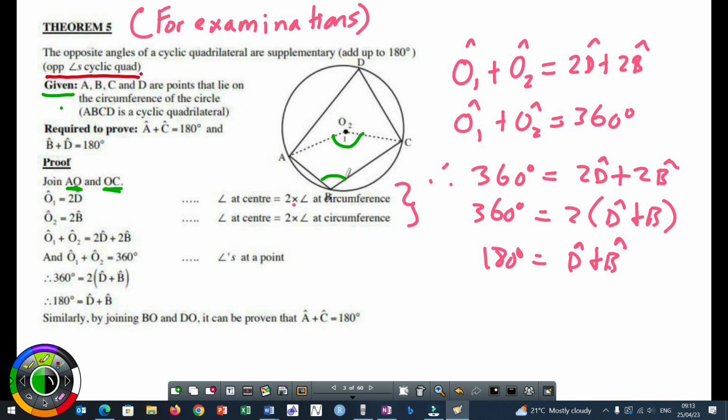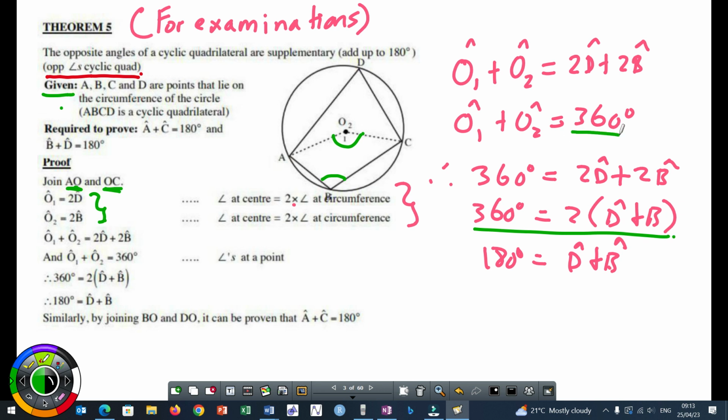Based on what I told you when I did the proof of theorem 2, sometimes in maths, especially in geometry, if you have two equations, you can add their left-hand sides and their right-hand sides simultaneously. So if I add the first equation and the second equation, I'll get O1 plus O2 is equal to 2D plus 2B. On the right-hand side, use your knowledge of factorization from algebra. If you factor out 2, you will get this. But O1 plus O2 add up to 360 degrees.